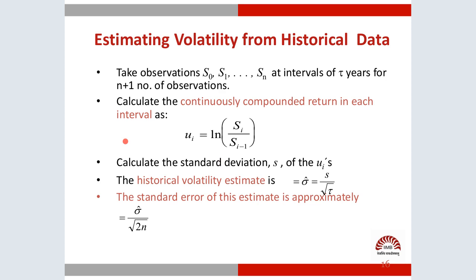So the historical volatility estimate is therefore given by sigma by root tau, and the standard error of estimate, after you are estimating it from data, is given by sigma hat, which is what is estimated, divided by square root of 2n. That is the error of estimate, whereas the historical volatility estimate is taken as the standard deviation of U divided by square root of tau, where tau is the number of observations at intervals of tau years. So tau is the number of years that you have, and you divide by the square root of the number of years.